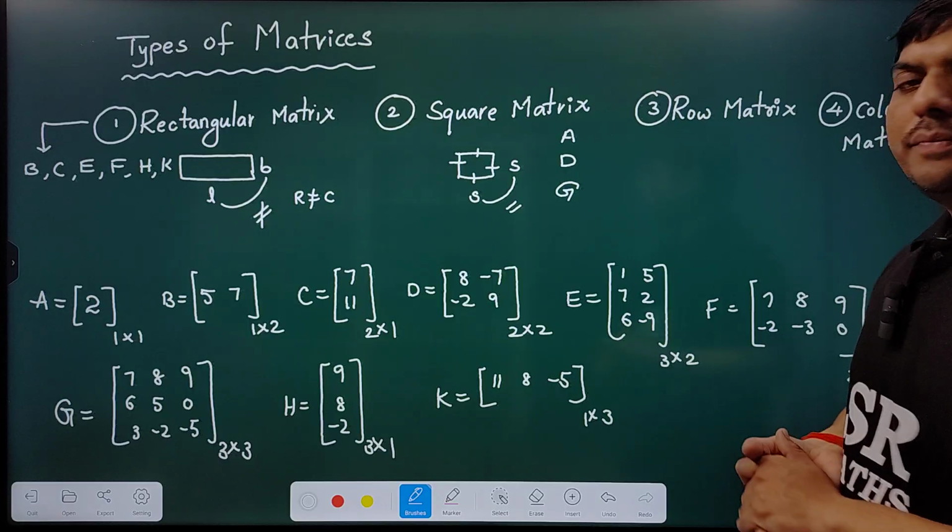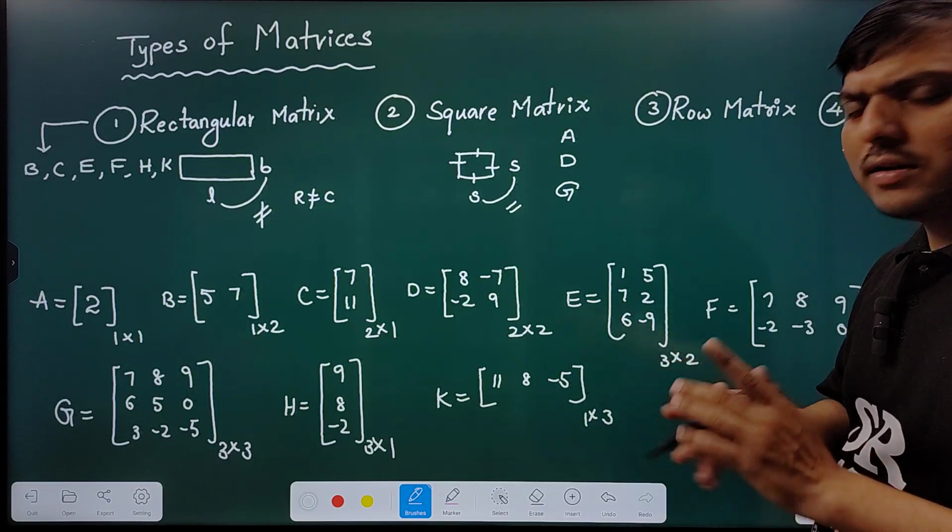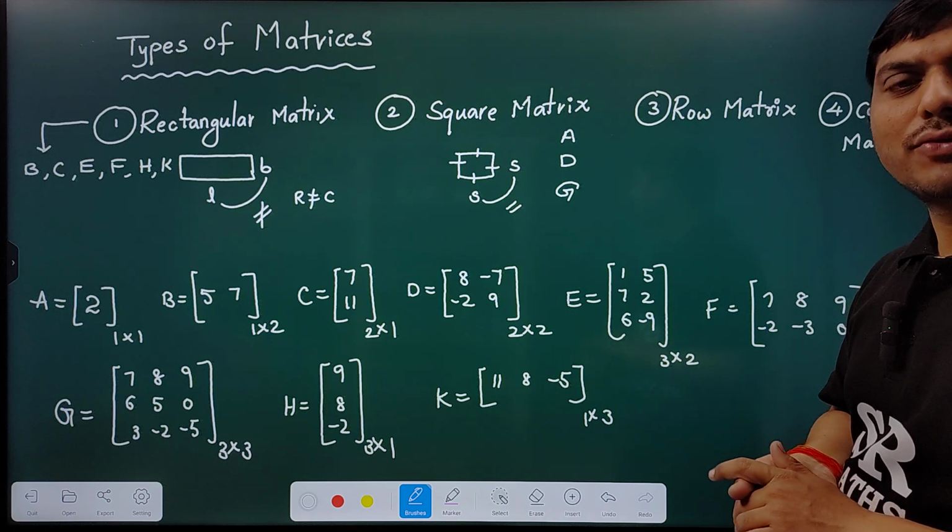In the given information, each and every matrix is either square or rectangle. If the order has the same rows and columns, that is a square matrix.